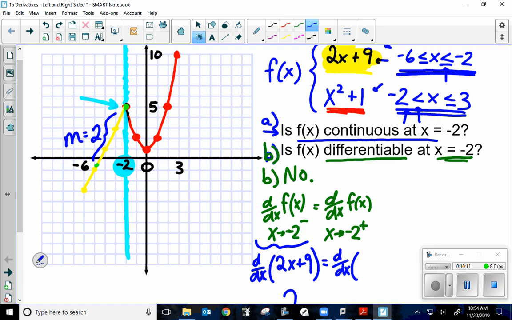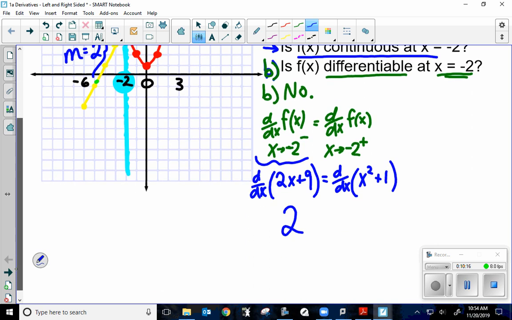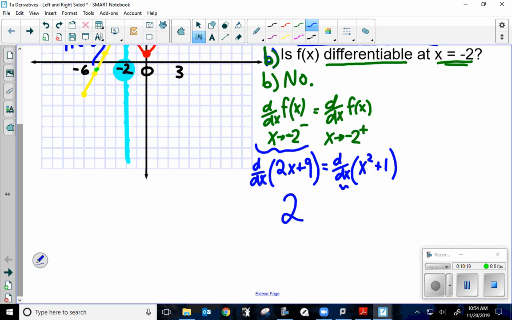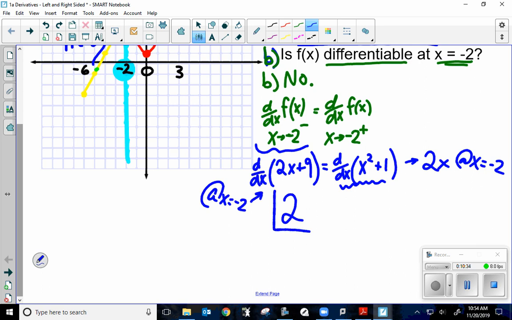Okay? So I want to take the derivative of my right side, which is x squared plus 1. Let's do some math over here to the side. The derivative of this right here now is 2x at x equals negative 2, let's not forget. Well, how come we didn't have to plug in x equals negative 2 here? Because there's no x anymore. It's a constant. There's no x to plug in x equals negative 2. Here, we do have an x value, so it's 2 times negative 2, which is negative 4. So my slope from the right side is negative 4.